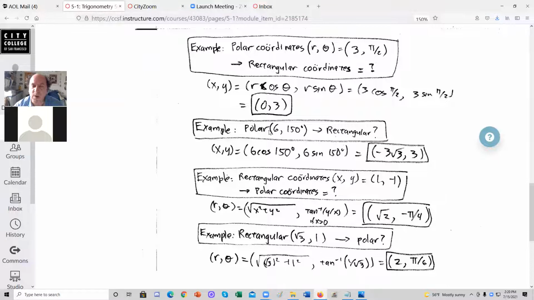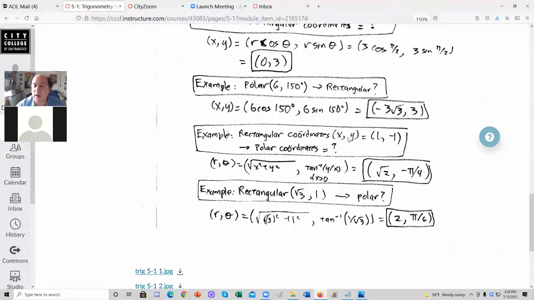Or polar coordinates 6 by 150 gives you what rectangular coordinates? Well, x by y is 6 cosine 150 and 6 sine 150 degrees. Here they specifically specify a degree measure. And again, a little bit of computation: x is minus 3 root 3, y is 3.